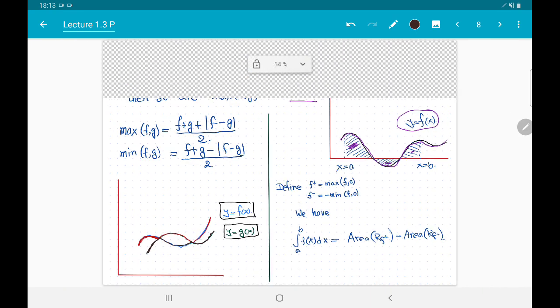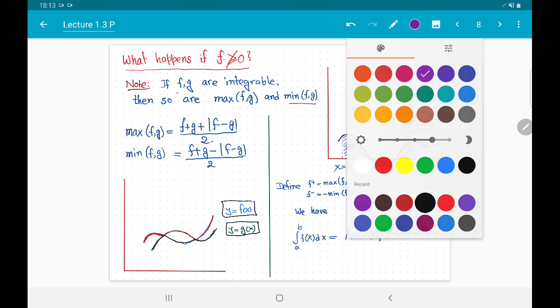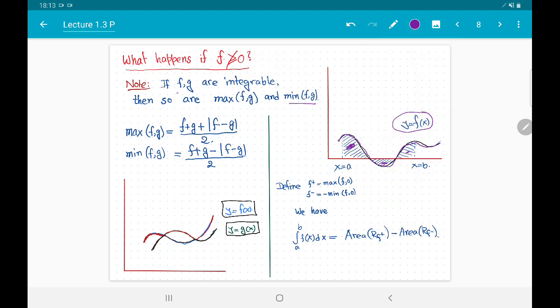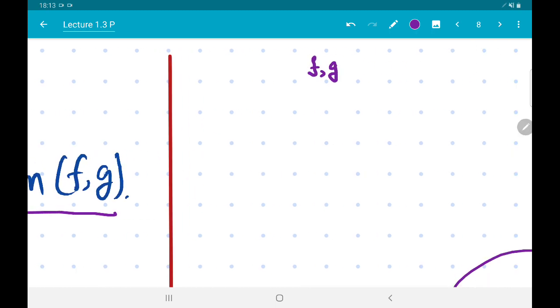So our claim is that if f and g are two integrable functions, then so is max(f, g) and min(f, g). How do we show that? Let's do it once, and we will not be bothered with this again. So if f and g are integrable, that means we have already seen that f plus g is integrable.